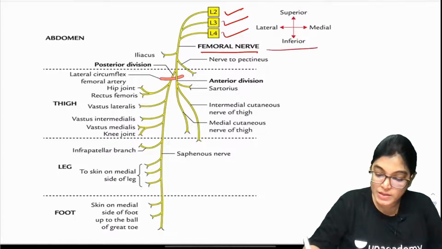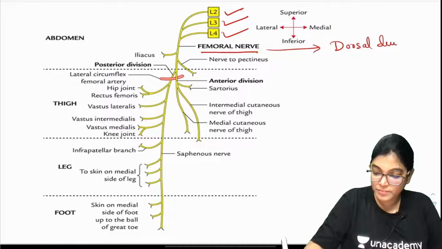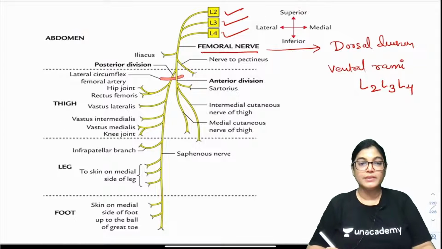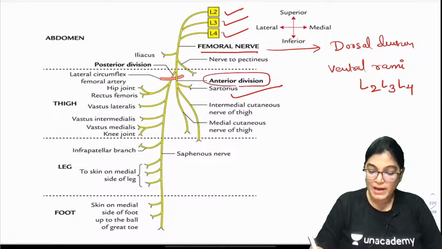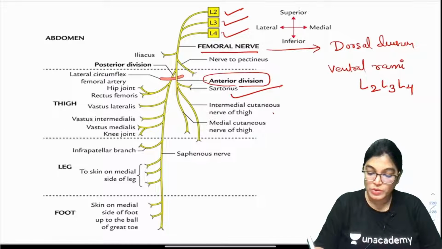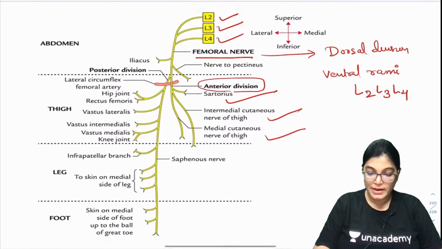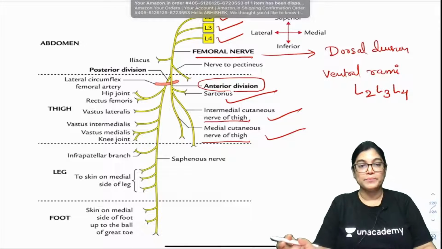So what is the root value of the femoral nerve? It's from the dorsal division, ventral rami of L2, L3 and L4. Got it? Its anterior division is giving branches to the sartorius muscle and to the cutaneous nerves, intermediate and medial cutaneous nerve of thigh. Okay, it is giving two branches, intermediate and medial cutaneous nerve of thigh.